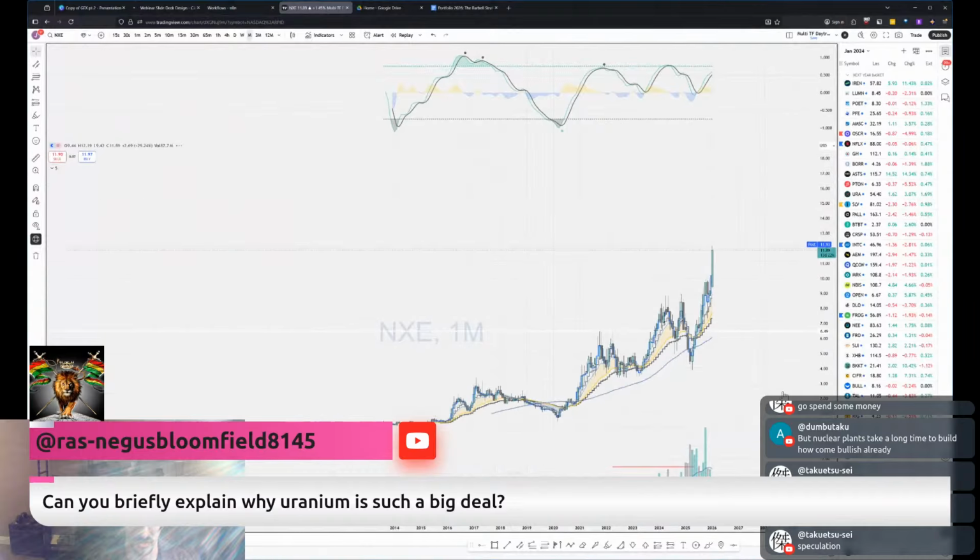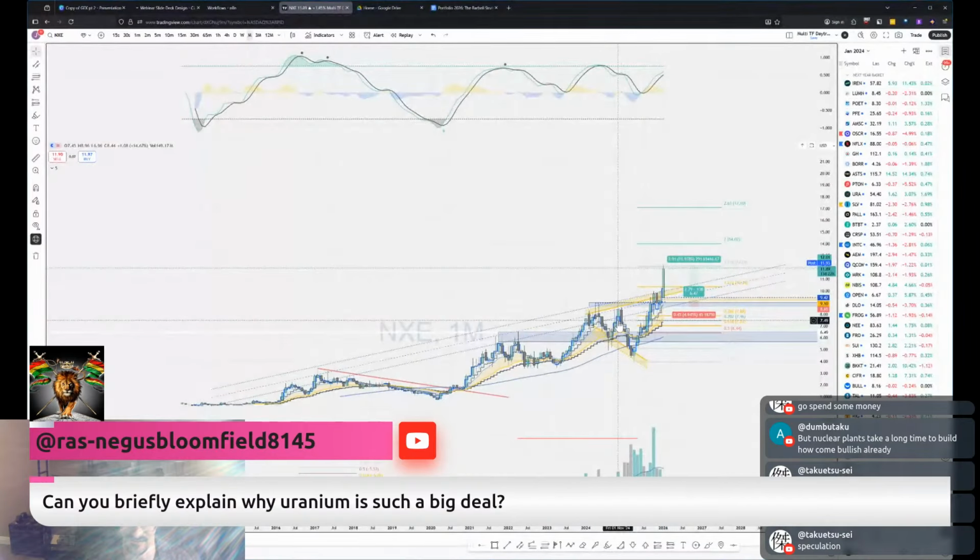Although this chart makes me want to puke. I was hunting this one from 7 to 8. Let's call it 7 to 8. I got stopped out, and now it's ripping like crazy.